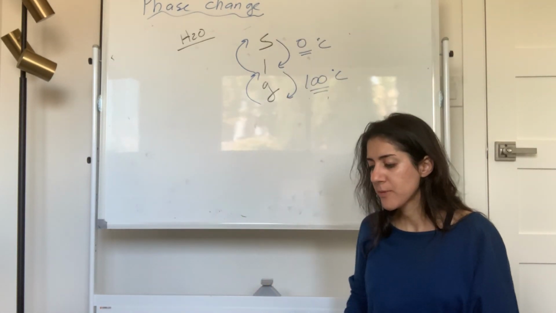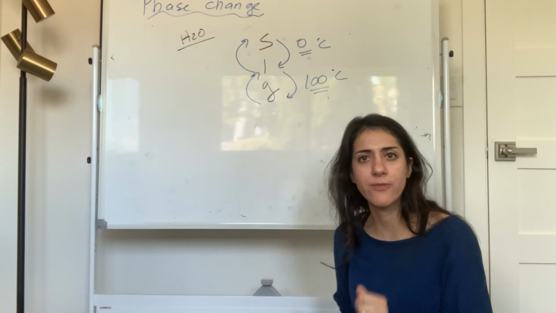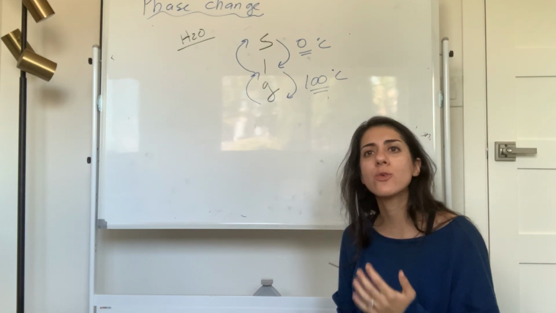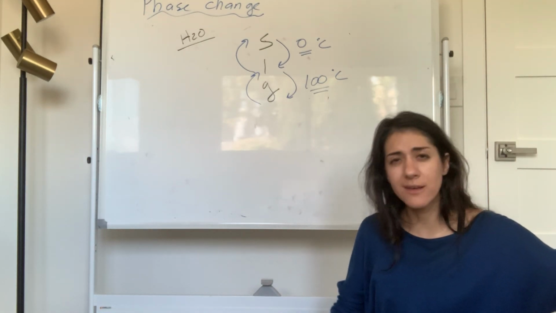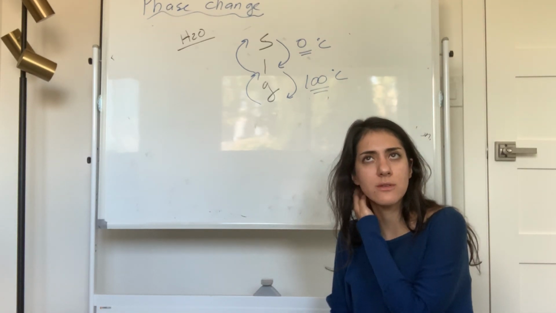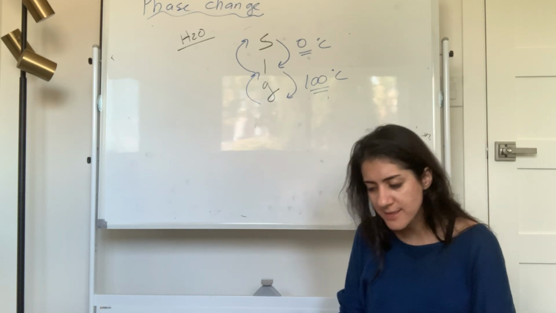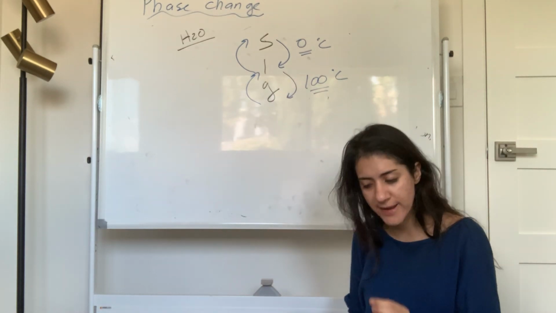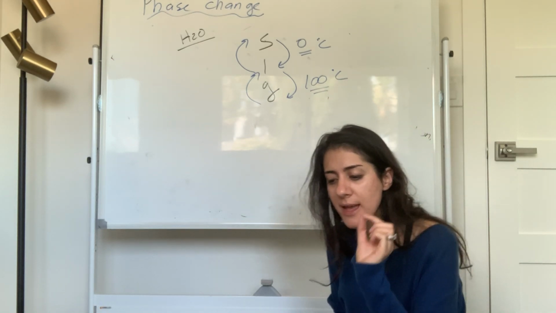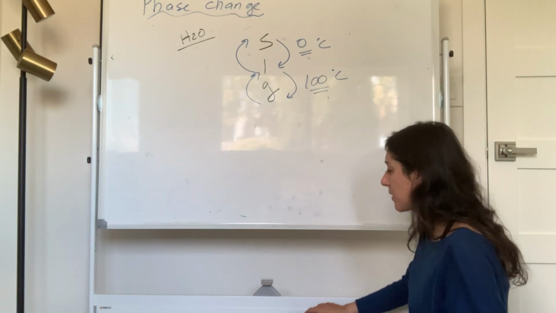So again, water has a specific temperature at which it will do phase change. At 0, it can do a phase change. At 100, it could do a phase change. Different liquids are going to have a different specific temperature at which they do a phase change. But for water, at 0 and at 100, they can do phase change. So what I need you to remember right now is that you have to be at a specific temperature in order to do a phase change. So far, so good? Okay.